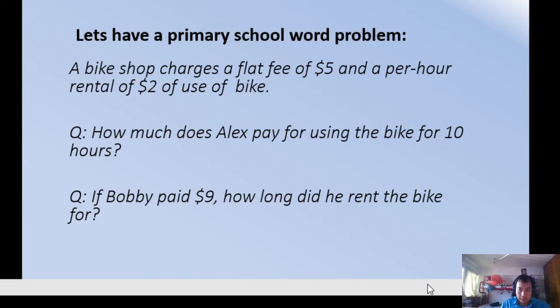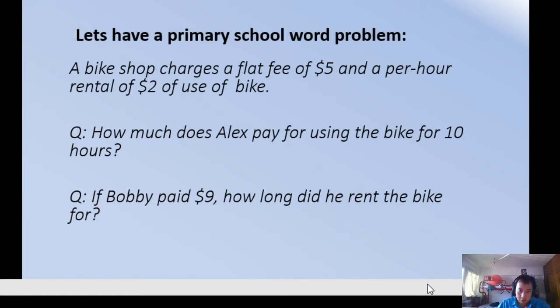Like I said, let's take a step back from the algebra for a while and see whether you can answer these questions. If there's a bike shop that charges a flat fee, when you walk into the bike shop you're charged $5, and they charge $2 per hour. If someone were to use the bike for 10 hours, what is the total cost you would have to pay? Let's think about the first question. Hopefully chat can answer this.